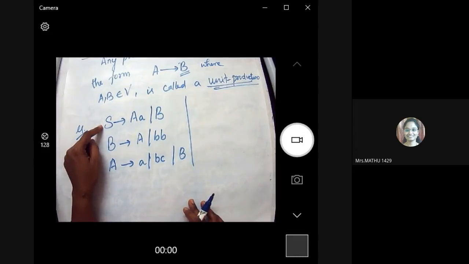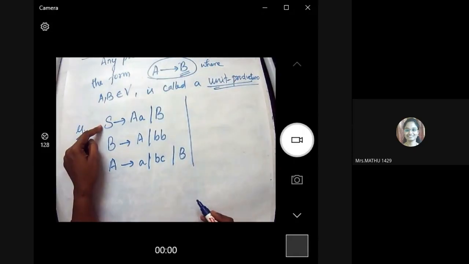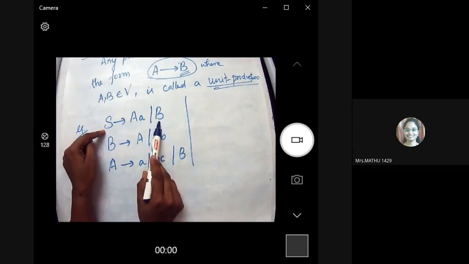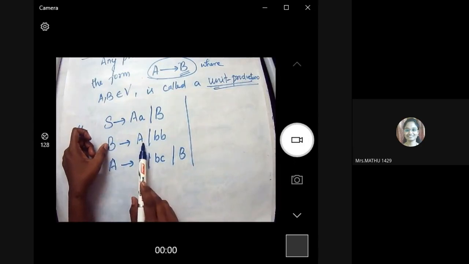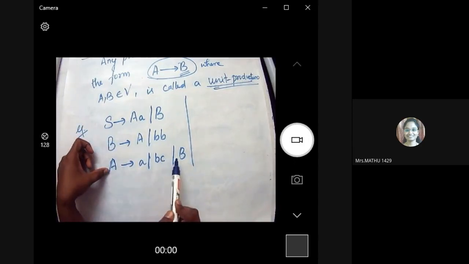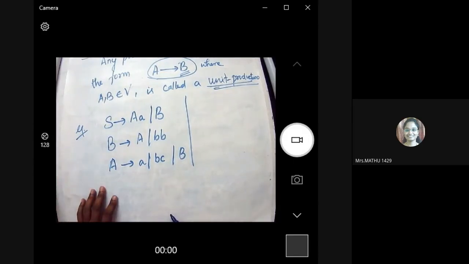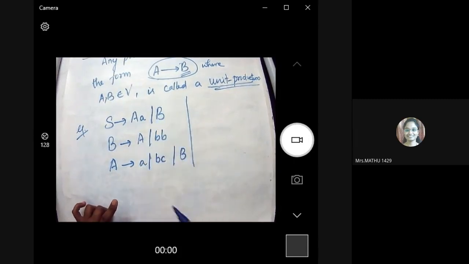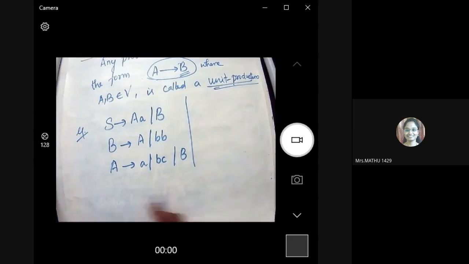This is the form of unit production, A gives B. On the right hand side, you should have only a single variable. So that means S gives B is one production, which is a unit one, and B gives A is a unit production, and here A gives B is a unit production. So these are the unit productions. Before removing these unit productions from the grammar, we need to generate equivalent new productions and add them to the grammar. That is the concept.